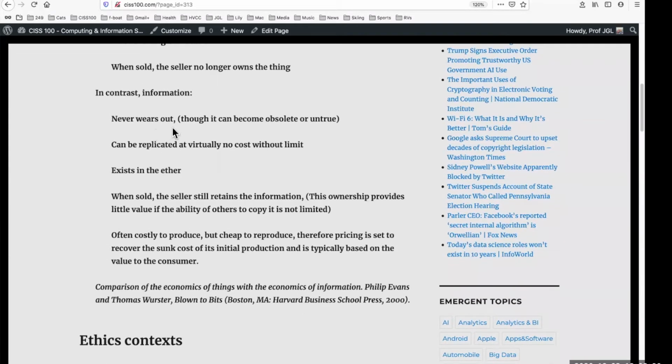Now, in contrast, information. Information never wears out, although it can become irrelevant, obsolete, outdated, whatever. It can be replicated at virtually no cost without limit. But again, we now understand these mechanisms because we're talking about resources. When I look at digital information, we're probably looking at a file, and whether that file is a song, music, whether it's a movie, whether it's software, it is possible to make copies.